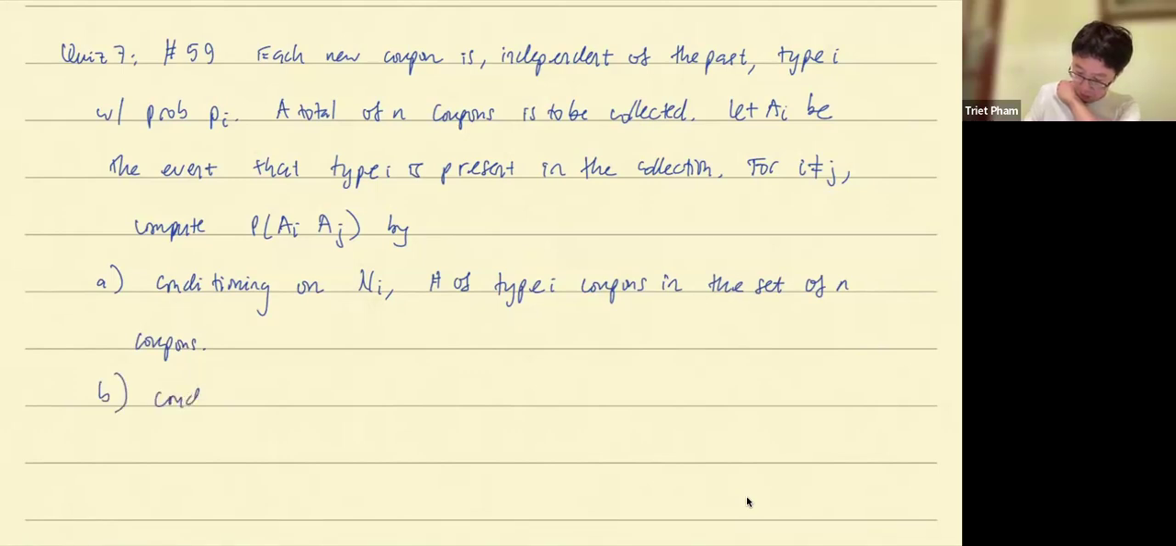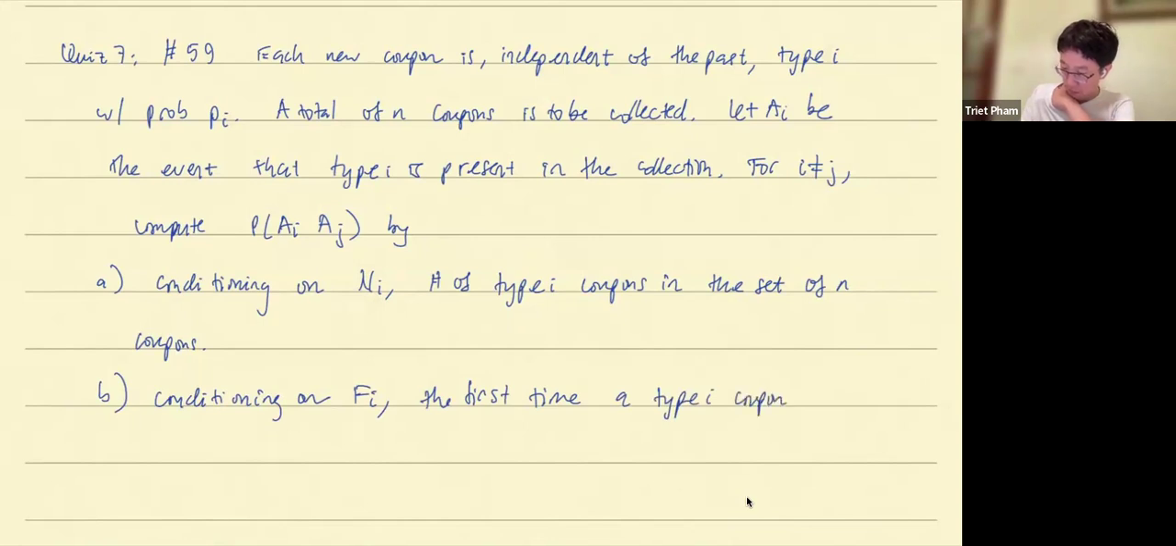B, condition on F_i, the first time a type i coupon is collected. And C, just do a common sense calculation. Sorry, the union, yeah, is P of A_i plus P of A_j minus P of A_i A_j.